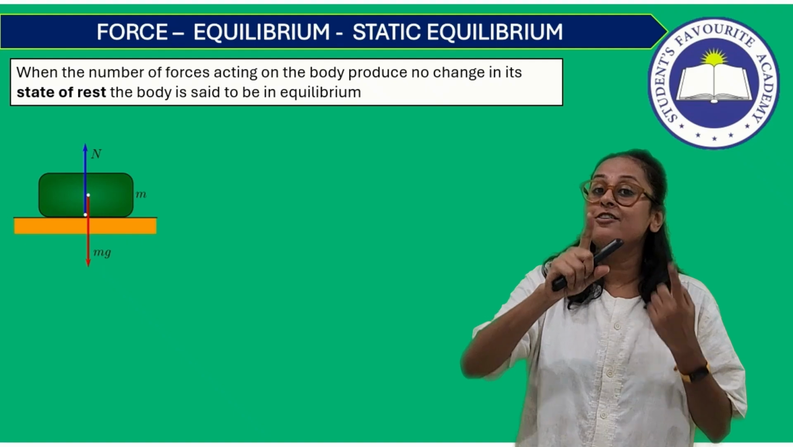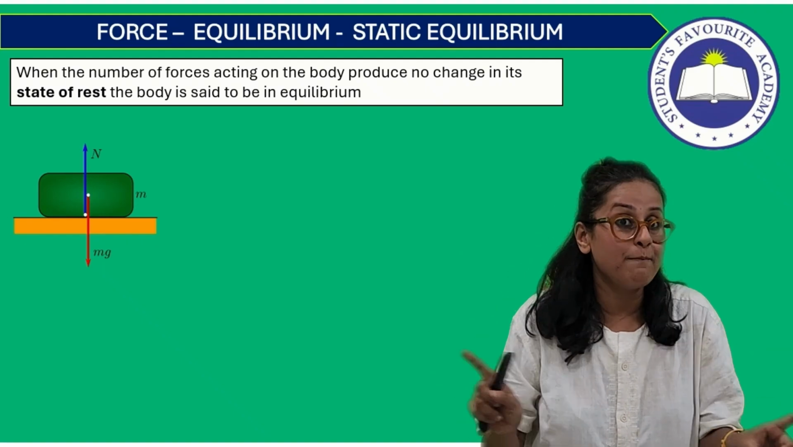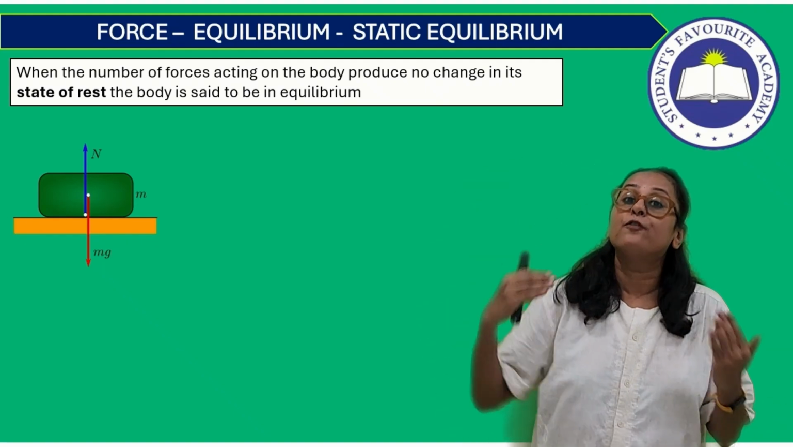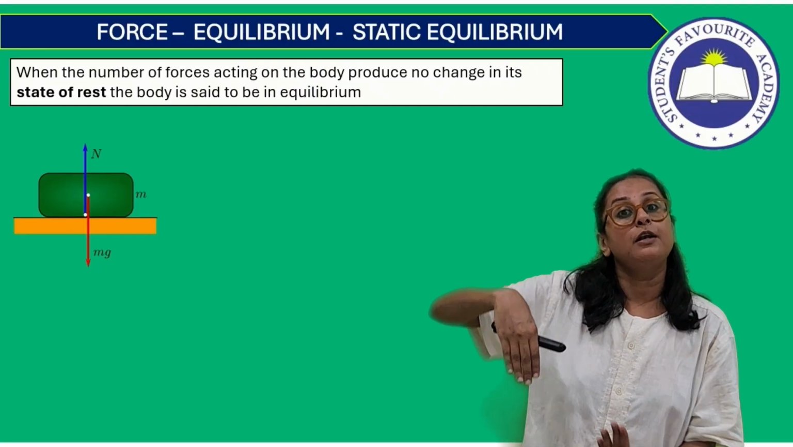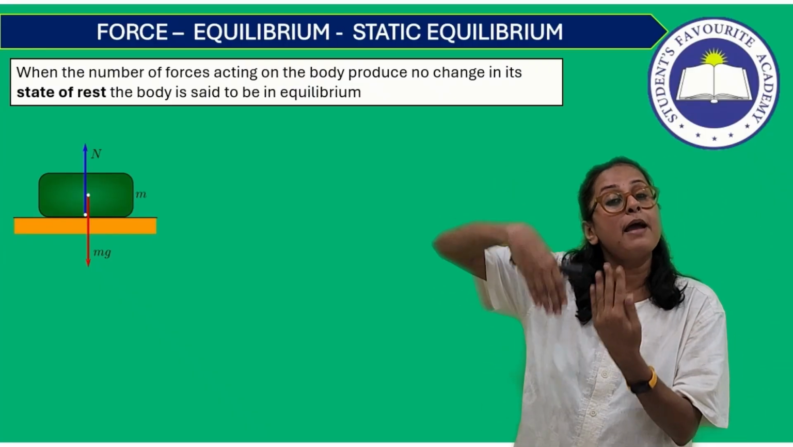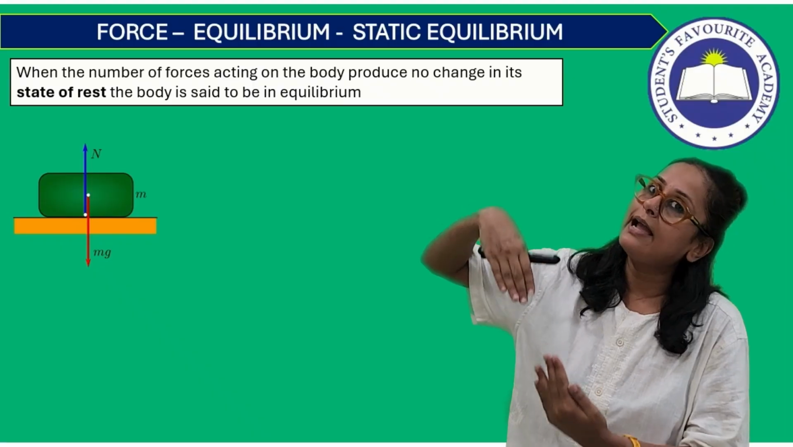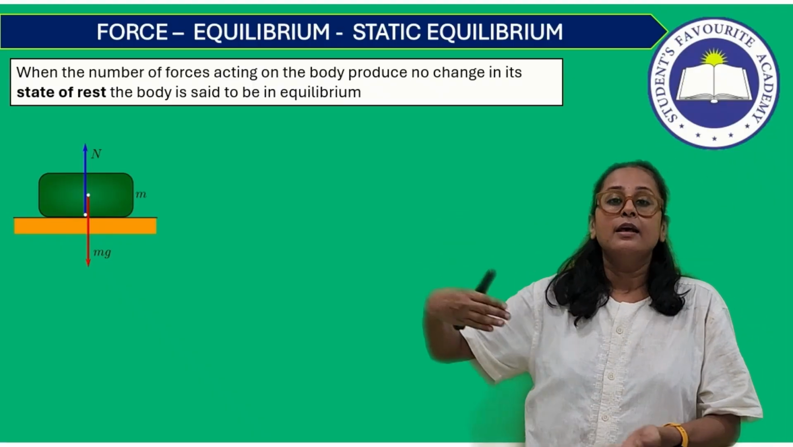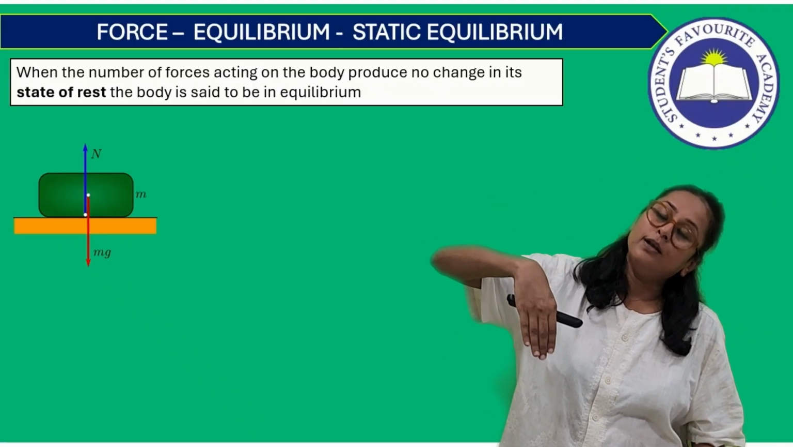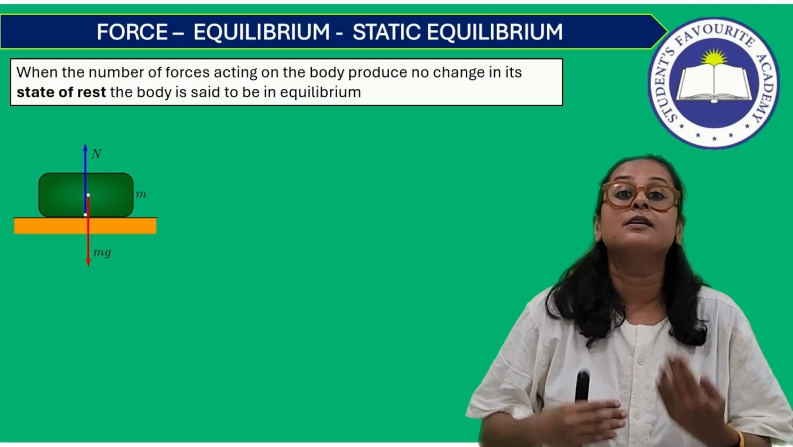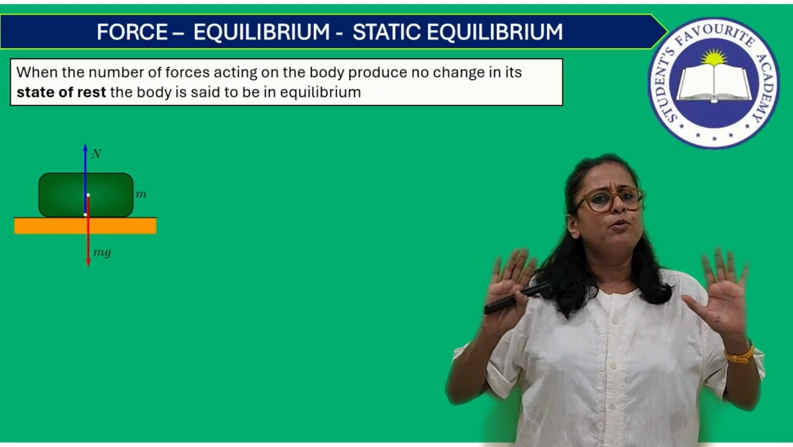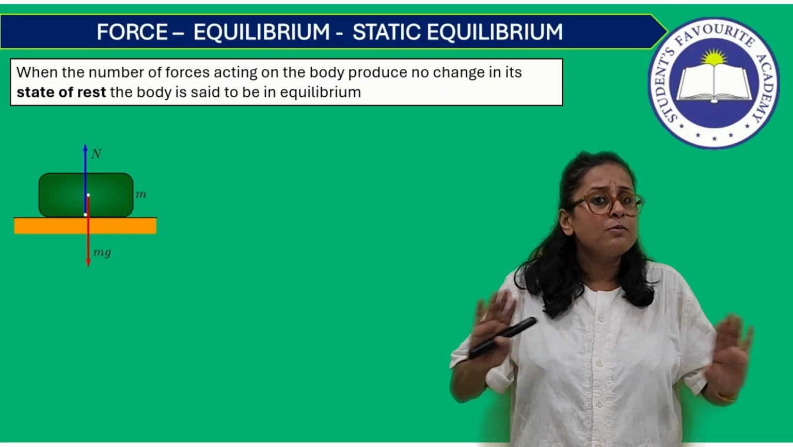Remember, action and reaction does not occur on the same body. So action is performed by the book on the table. Reaction comes from the table to the book. They are of the same magnitude and of opposite directions. So when the weight of the book is equal to the reaction force that the table exerts upwards, then the book is static, the book is not moving.